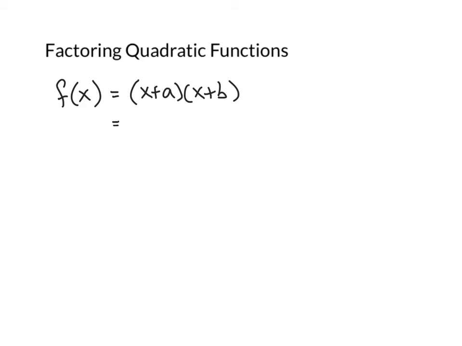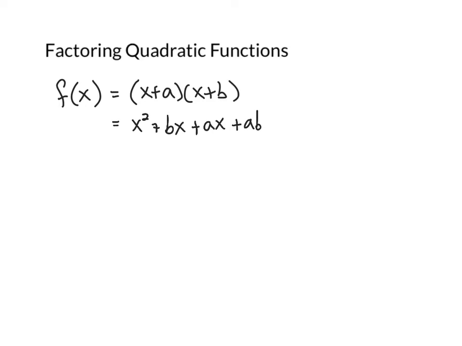If you're not familiar with the term foiling, go back to our last video, where there's a nice explanation. We take our first terms, the two x's, and multiply them together to get x squared. Then we do our outside terms, so that's plus bx. Then our inside terms, plus ax. And then we multiply our last terms, plus a times b.